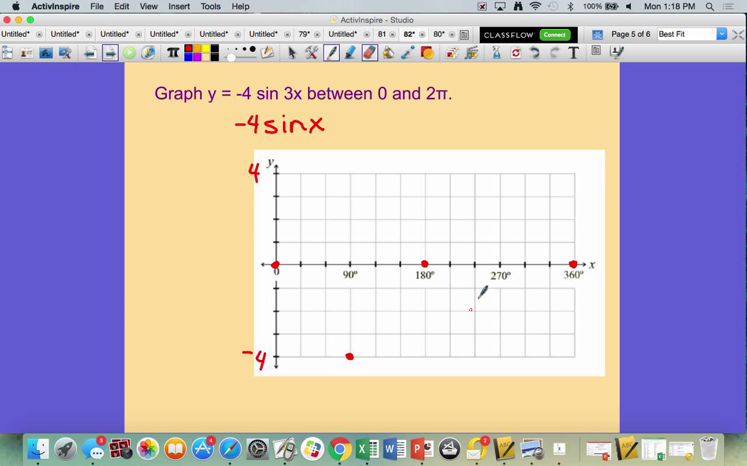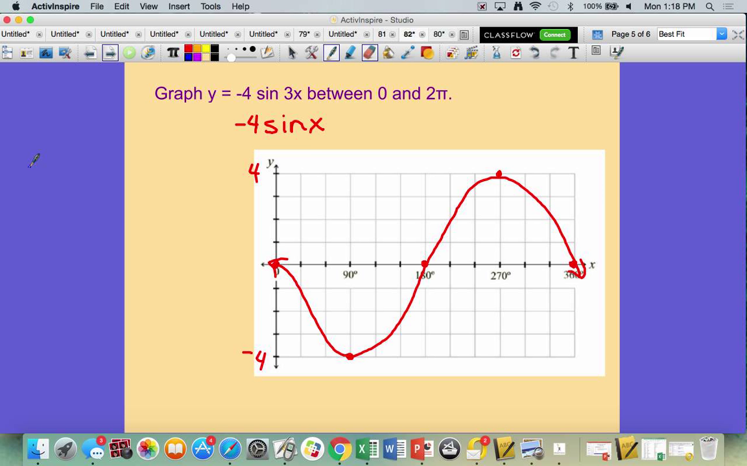For 270 then, well, remember, this is a wave. This would go up to positive 4. All right, so negative 4 sine of x would be approximately that. And that's not what we're graphing though, is it? You can leave this on your paper. We're just going to use this to be able to tell what we need to do next.